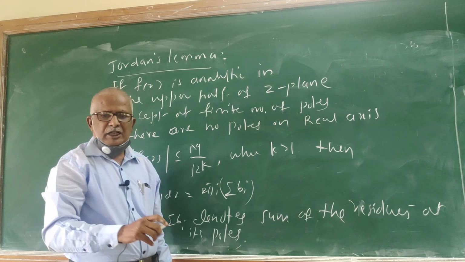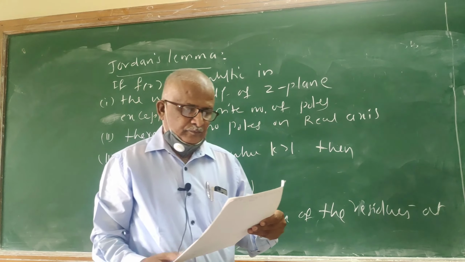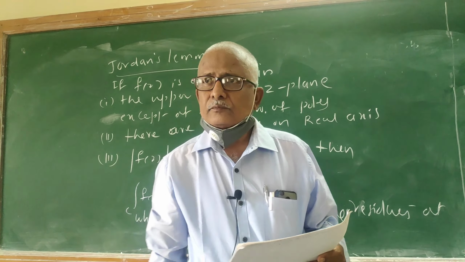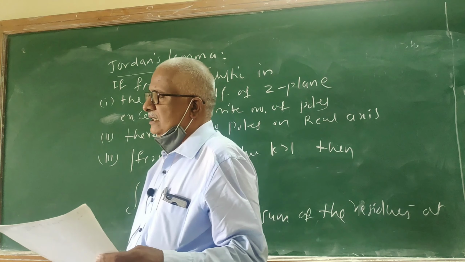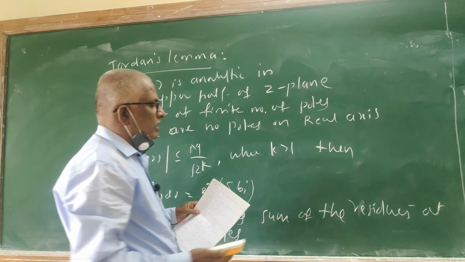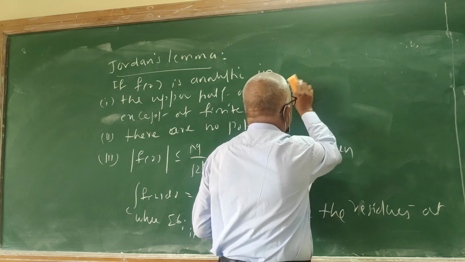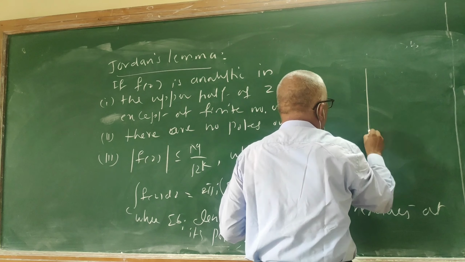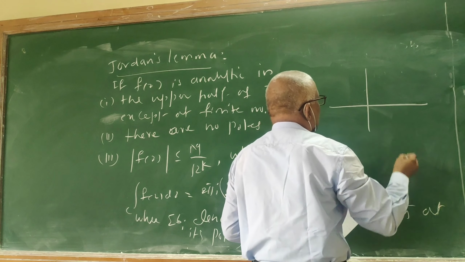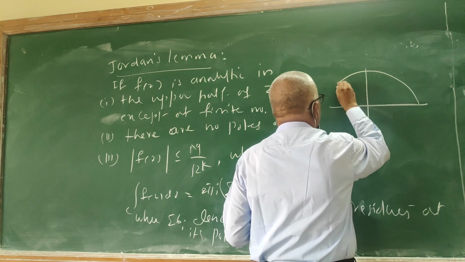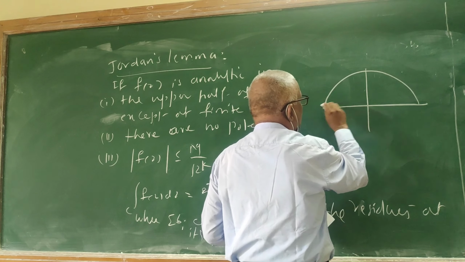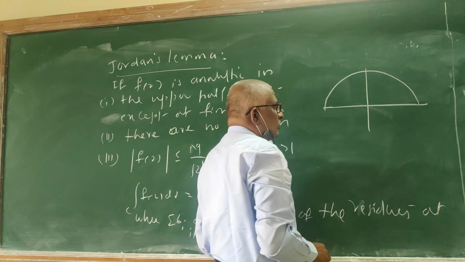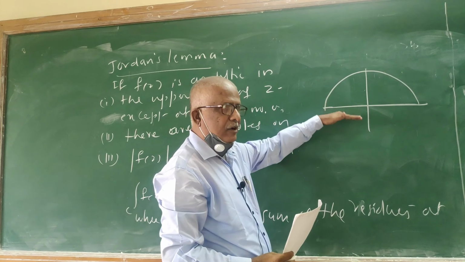So this is the statement of Jordan's lemma. Now, to prove this result, we shall construct a figure first, so that it becomes clear. With the help of the statement, if f of z is analytic in the upper half of the z plane, so this is a complex plane, the z plane. So we are taking only the upper half of the z plane.